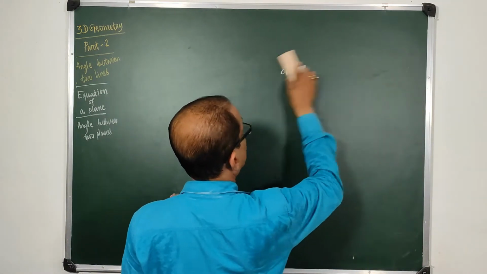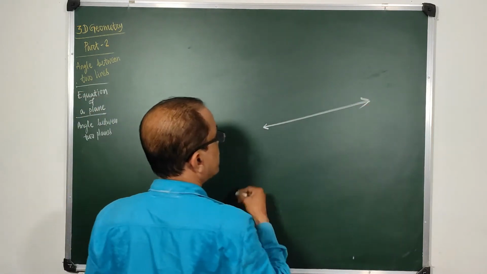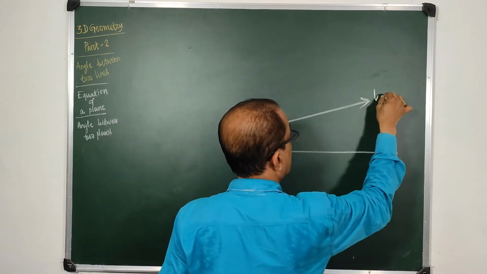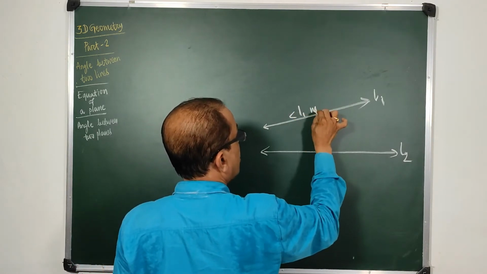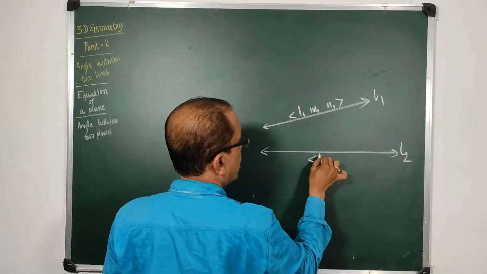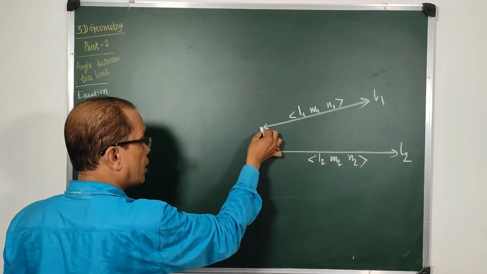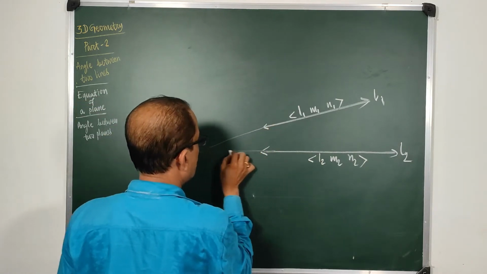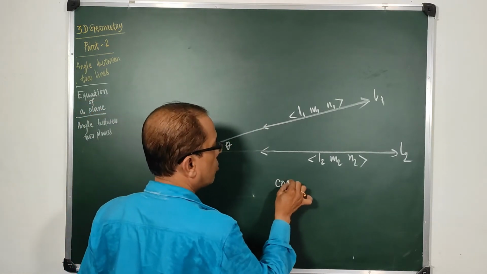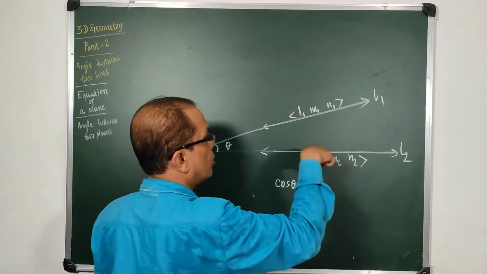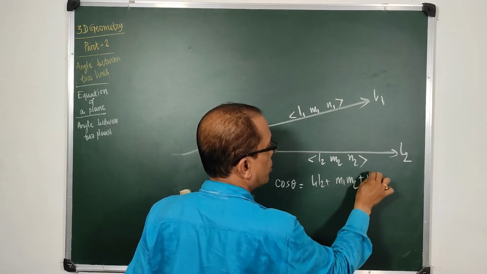So how to use them in our 3-dimensional geometry? When you have two lines, say this is a line, L1, and this is another line, L2, these two have their direction cosines l1, m1, n1 and l2, m2, n2. Then these two lines are linked with an angle. If you extend, somewhere they meet each other, and this angle theta can be found from the formula cos theta is equal to l1 l2 plus m1 m2 plus n1 n2.